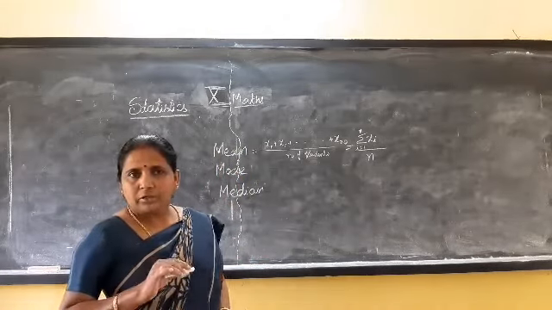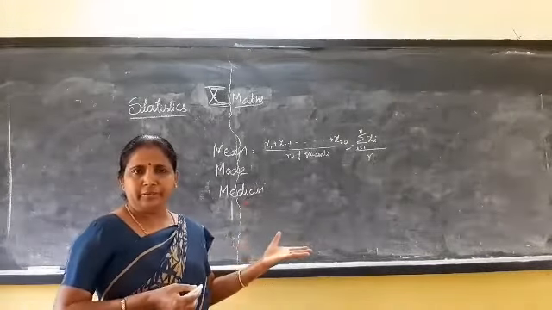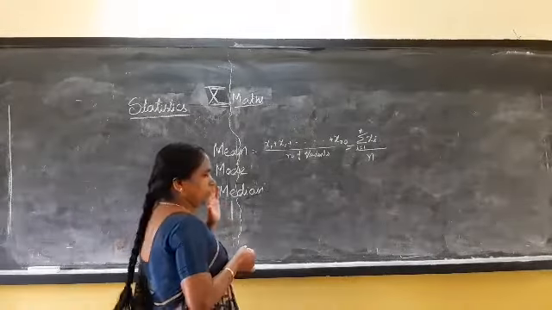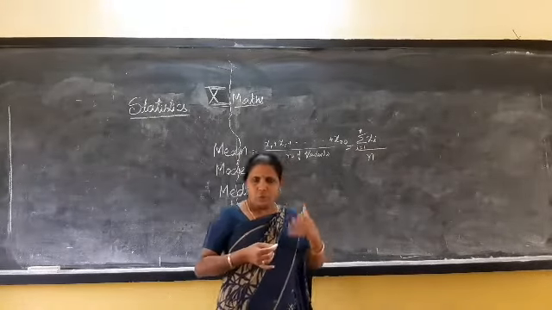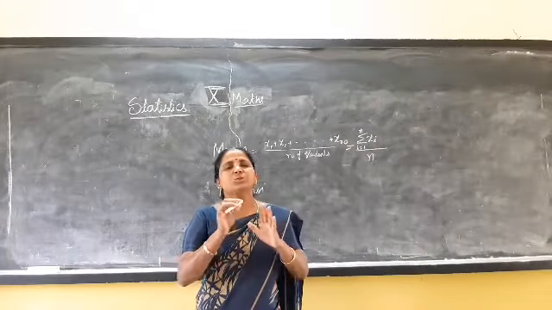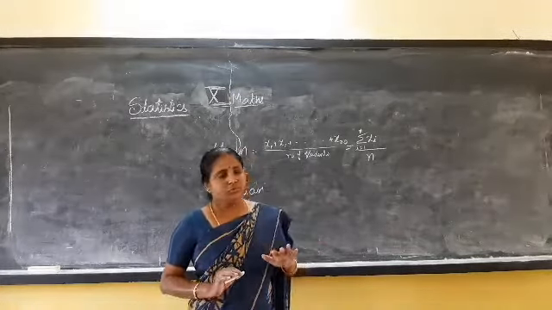If we take the weights of all the students and find the mean, that is called mean weight. If the number of students, scores or data we have taken is very small, there is no need to group them, and we call it ungrouped data.